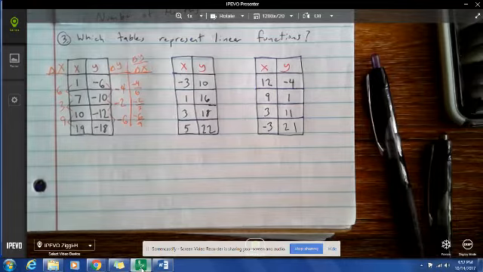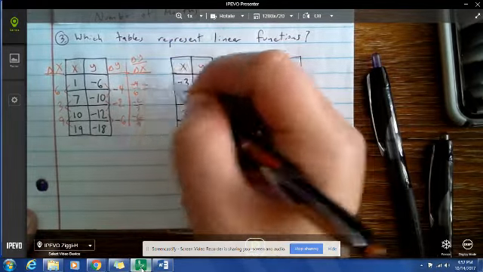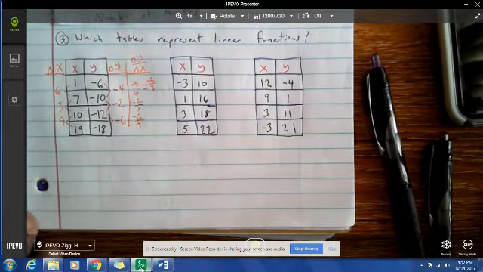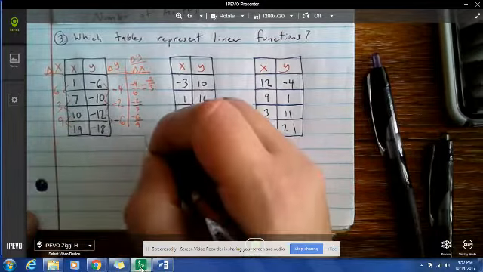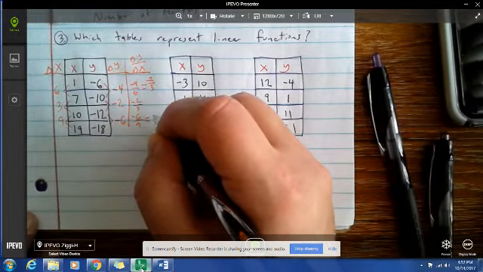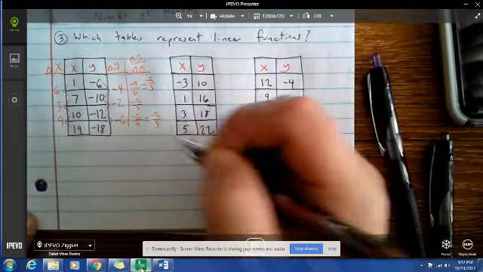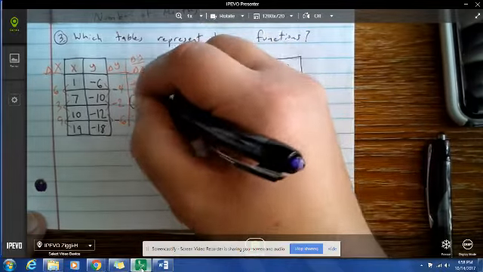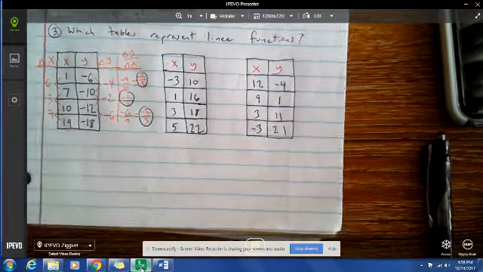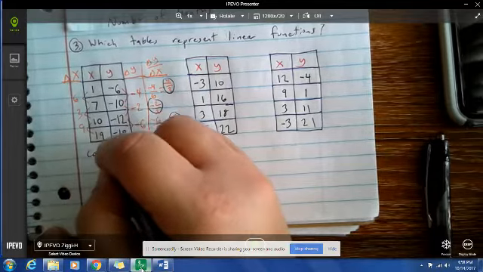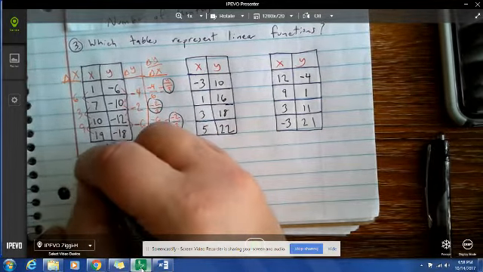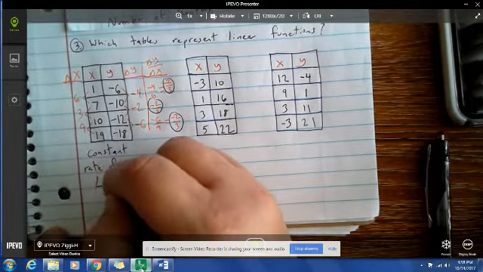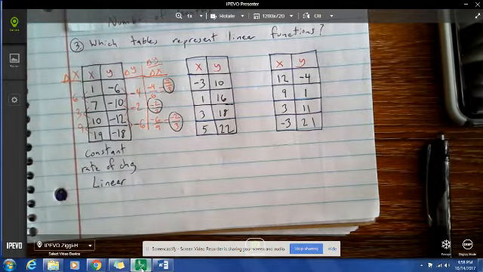And then we're going to simplify the fraction. So negative 4 over 6 simplifies to negative 2/3. Negative 2/3 simplifies to negative 2/3. And negative 6 over 9 simplifies to negative 2/3. So guess what? This and this and this are all equal. So therefore, this has a constant rate of change. So this one is linear.